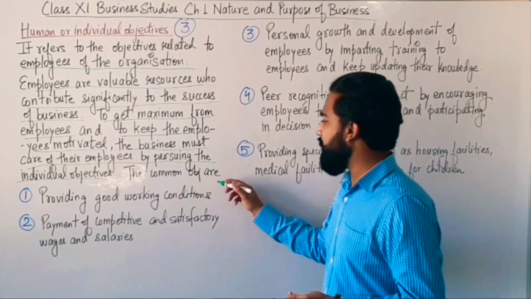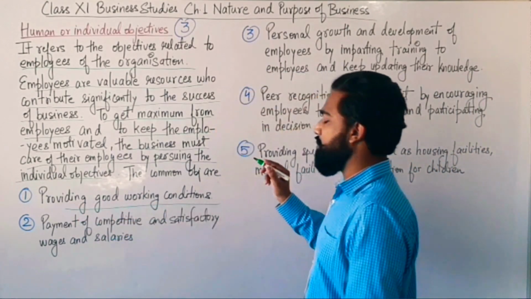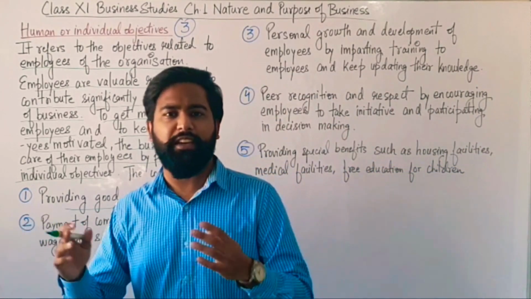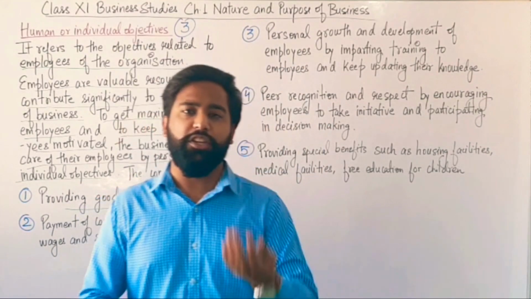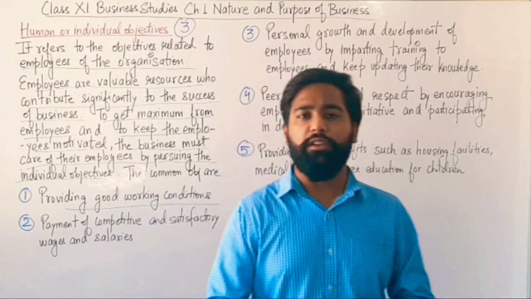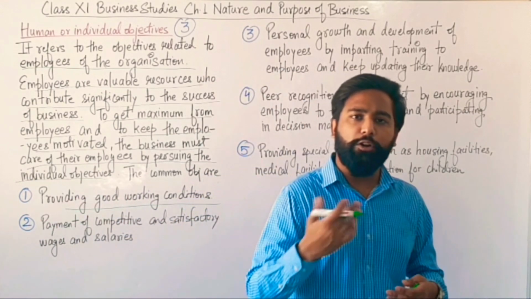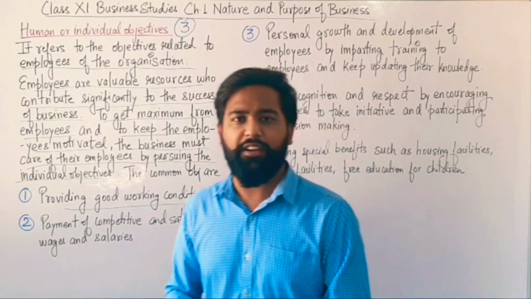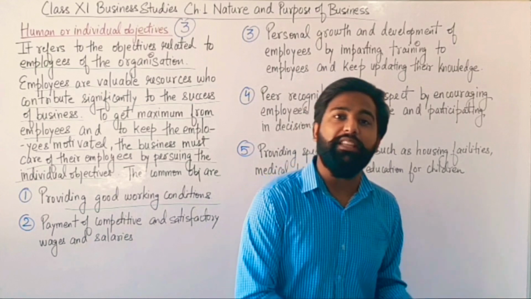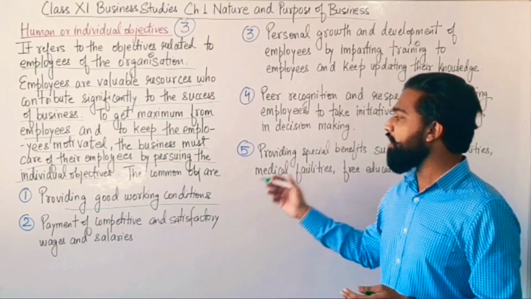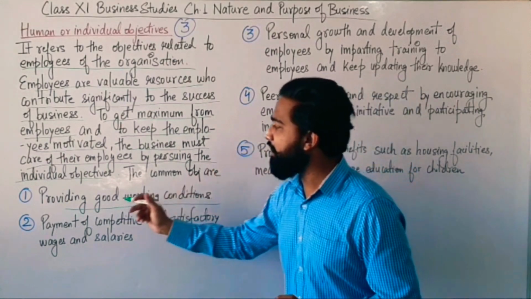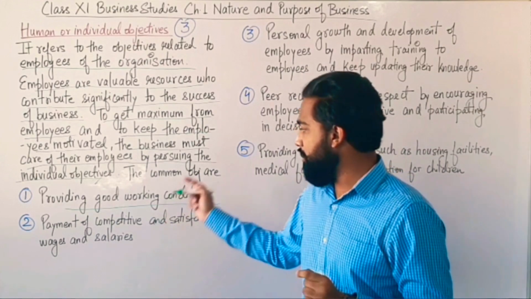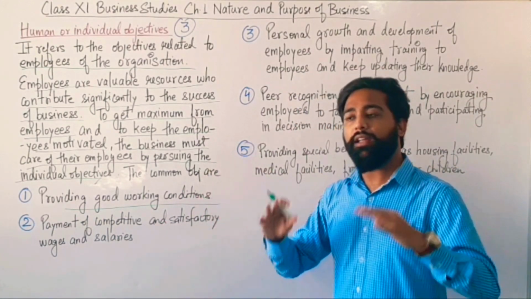What are they? The common objectives are, first, providing good working conditions. This is the most important one. If you have a very healthy working environment, the people around you are good in nature, they talk politely, they wish you well, there is no backstabbing, they are not talking bad behind your back. If the boss is very polite, does not scold but instead explains how to do it correctly, then good working conditions are definitely an individual objective for the employees. Every employee wants to work where the atmosphere is cool and polite.